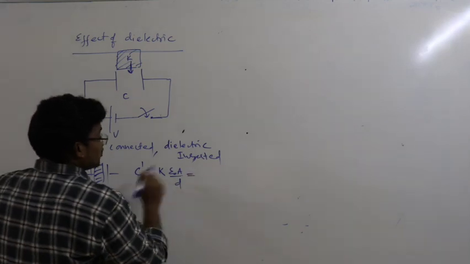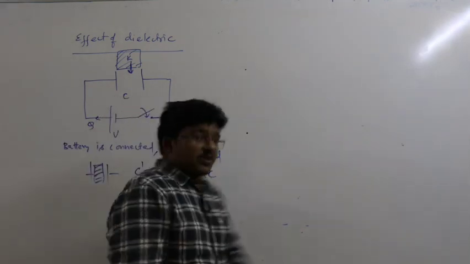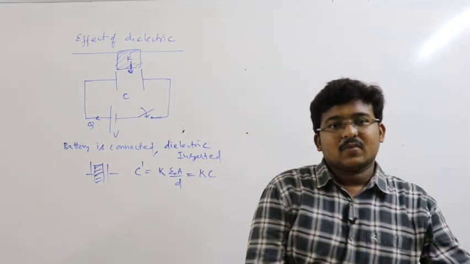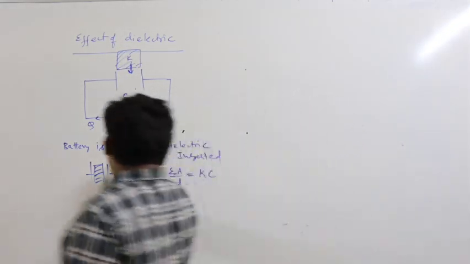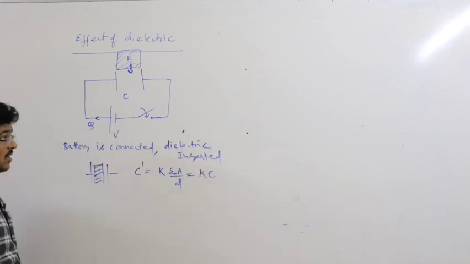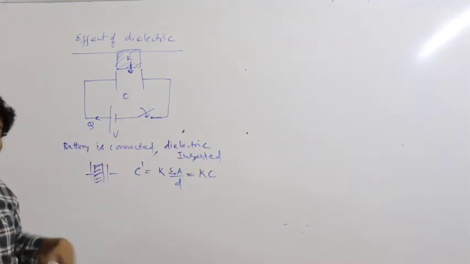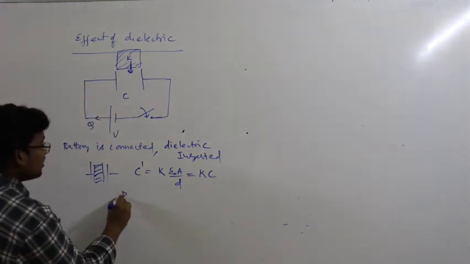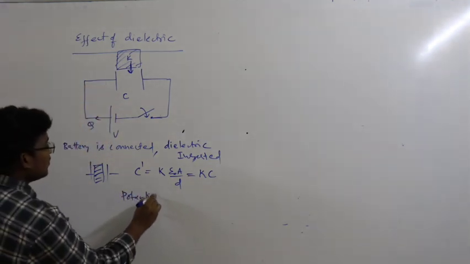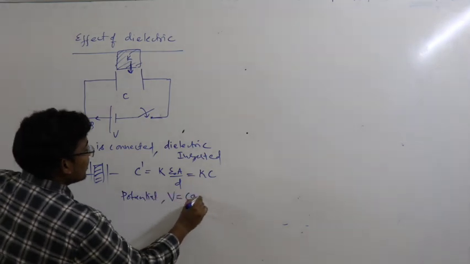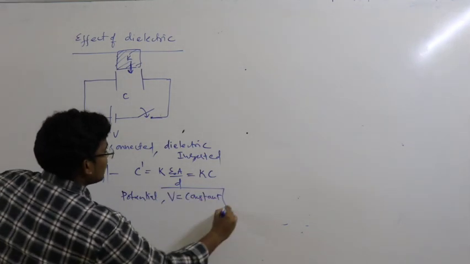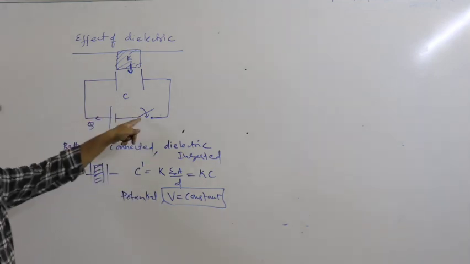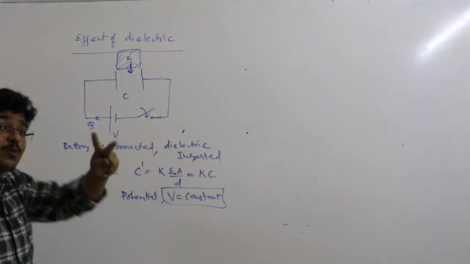So what happens to capacitance? Capacitance always increases when dielectric is placed. Now C dash will be K times C, and here the battery is connected, so what is constant? We are still providing the same potential. So potential V is constant. You can keep the dielectric or not, but we are still connected, so the battery will supply the same potential difference.